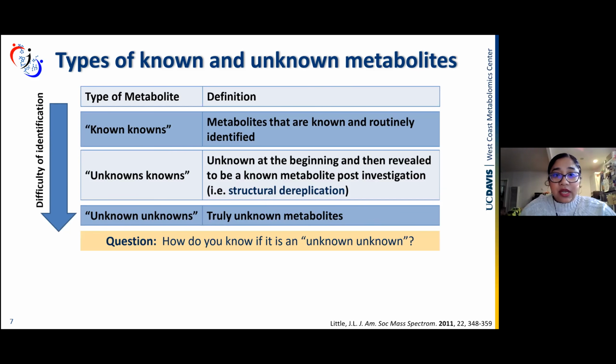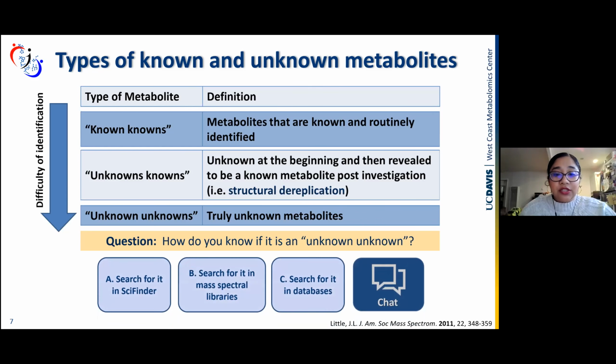So this is just kind of to keep people engaged. I want to know, how do you know if it's an unknown unknown? Just if you have time, put it in the chat. Do you search it in SciFinder? Do you search it in mass spectral libraries, or in a database? Or if there are other methods you use to determine if it's a truly unknown unknown, go ahead and put that in the chat, and we'll continue on with the lecture here, and we'll get to those answers in a bit.